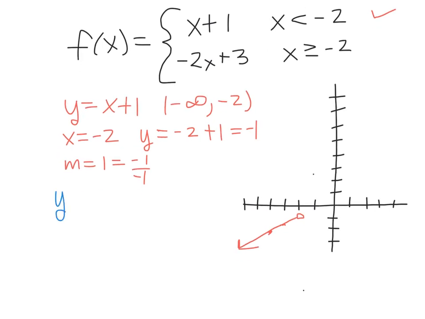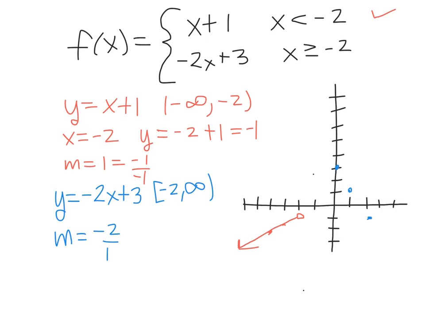Y equals -2x plus 3, and that's defined on the interval starting and including -2 to positive infinity. Now this interval includes 0, so we can plot the y-intercept of 3. The slope is -2, so we can first look at it as the -2 over 1, which tells us to go down 1 to the right 1, down 1 to the right 1.